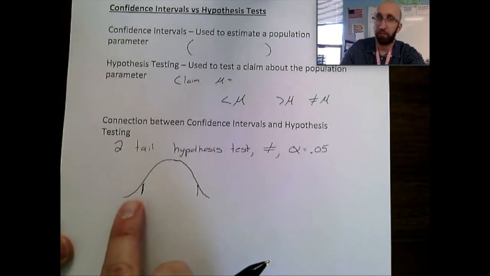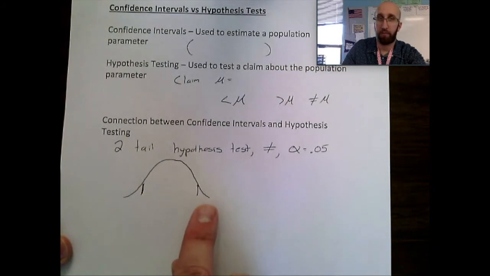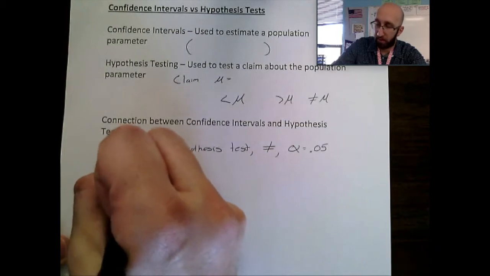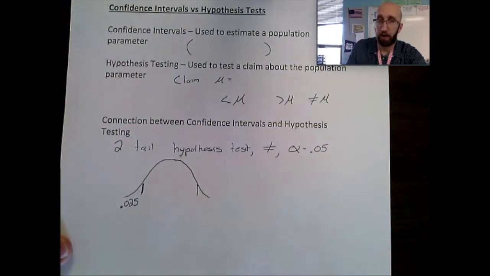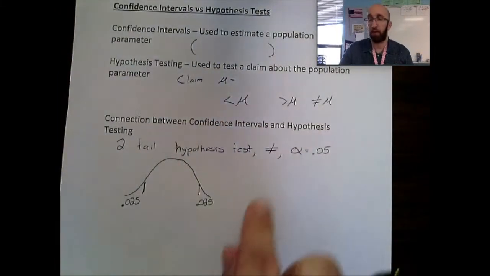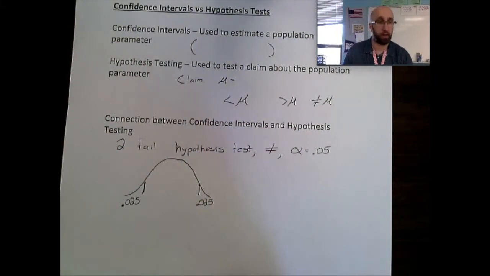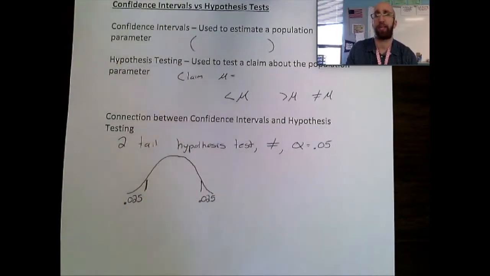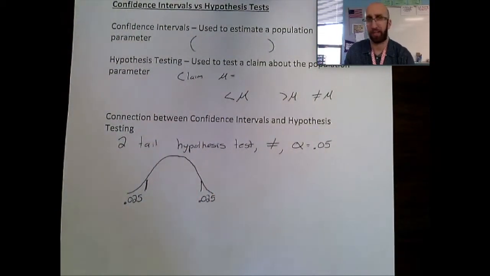So I could either reject if we're down here, or I could reject if we're up here. If we're at 5%, I need to equally split that. So that means there's 0.025 of our area down here and 0.025 of our area up above. That's the threshold area for two-tailed hypothesis tests.